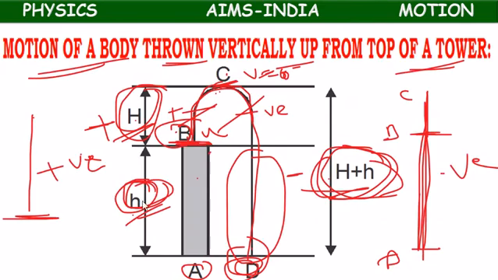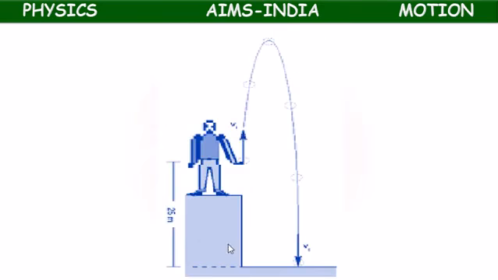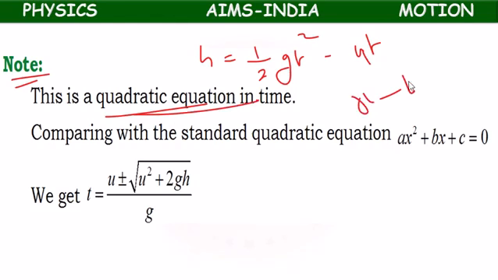What is h here, children? h is nothing but height of the tower. So if you are throwing from a tower, then what is the height of tower? Based on this motion of the body, you can identify the height of tower. So height of tower we can calculate, children. So h equal to half gt square minus ut. Like ax square, here in the place of x we are having t. It's a quadratic equation in time, children.